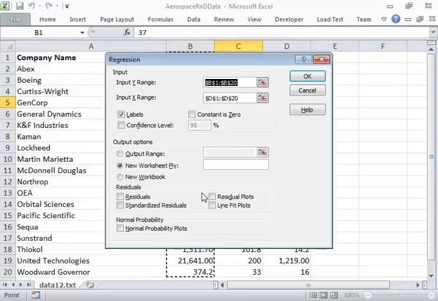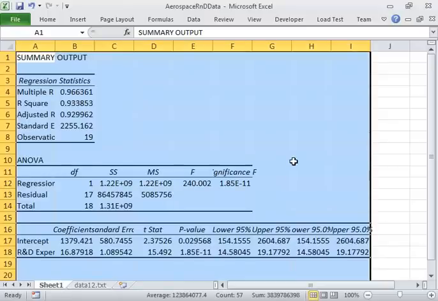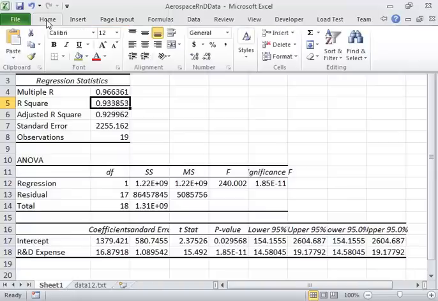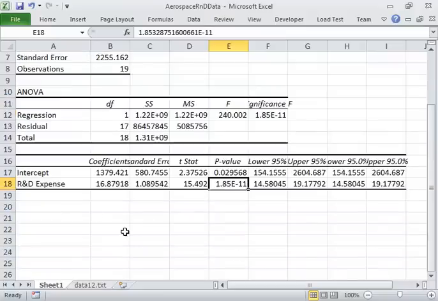Data analysis, regression. Sometimes I have to go through them one by one to try to figure out which ones are numbers and which ones aren't. But hopefully this will work this time. Oh, and it does. So I have an R squared of 93%. Very good. My p-values are both less than 0.05.